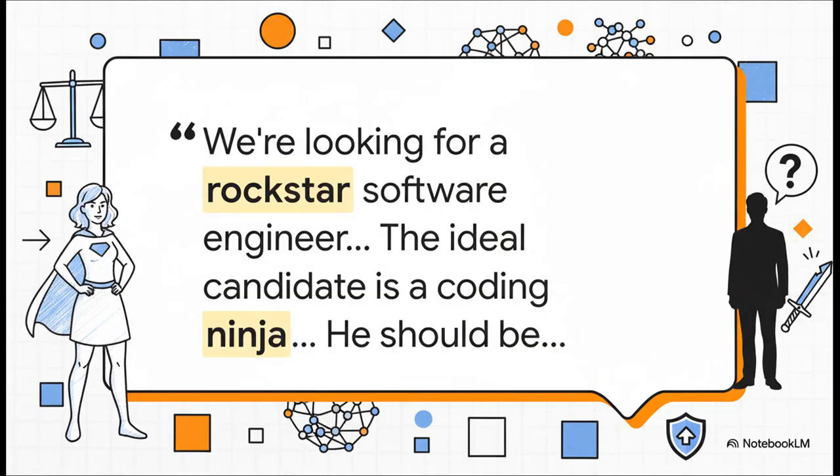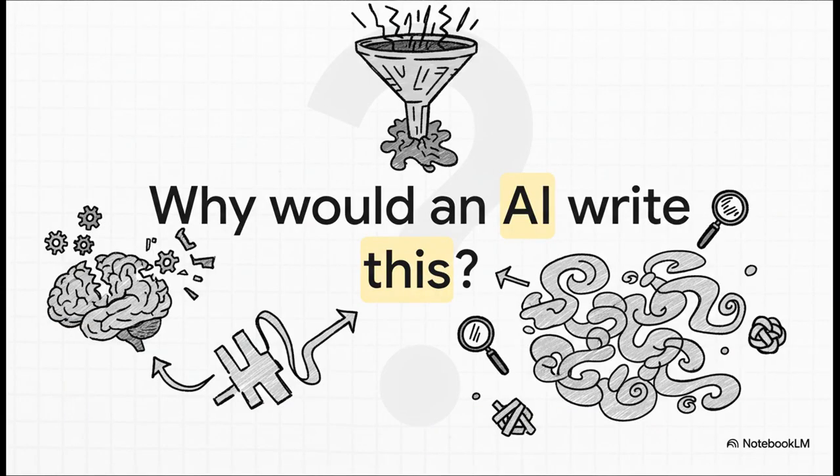So check this out. We're looking for a rock star software engineer, a coding ninja. He should be passionate about technology. I mean, wow, this was actually written by an AI for a job description. And here's the kicker. We know for a fact that this kind of language can seriously discourage super qualified people, especially women, from even thinking about applying. So the big question is, why would an AI even write something like that?